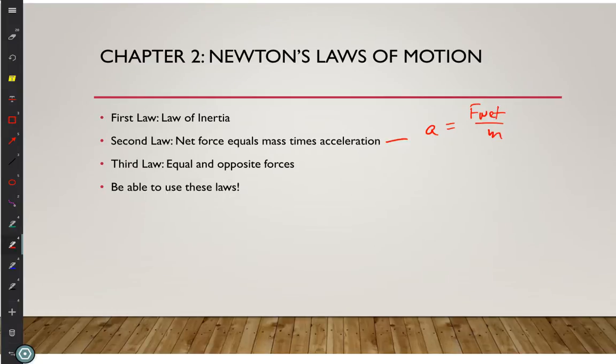Okay, chapter 2 is being able to use these laws, being able to look at the forces on something and calculate its acceleration. We had a number of homework problems doing just that, calculating the acceleration given the forces. Question, Jocelyn?